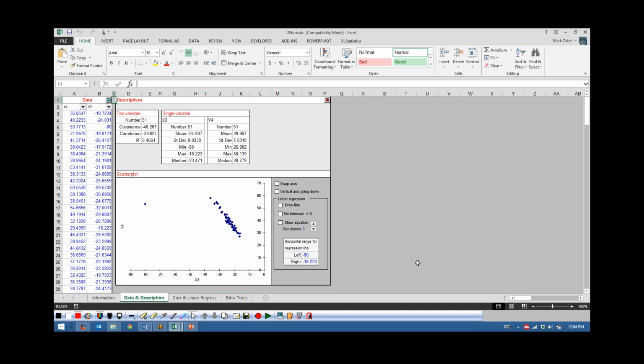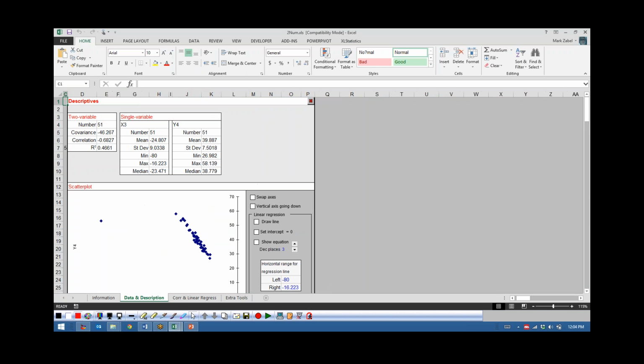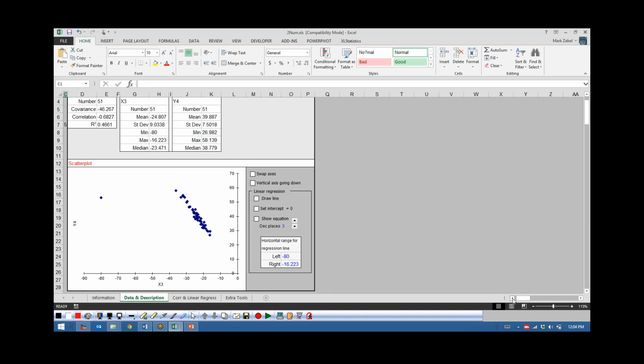Suppose this was, let's leave it generic, and let's just call it Y and X. So John, how would you describe the relationship between Y and X here?